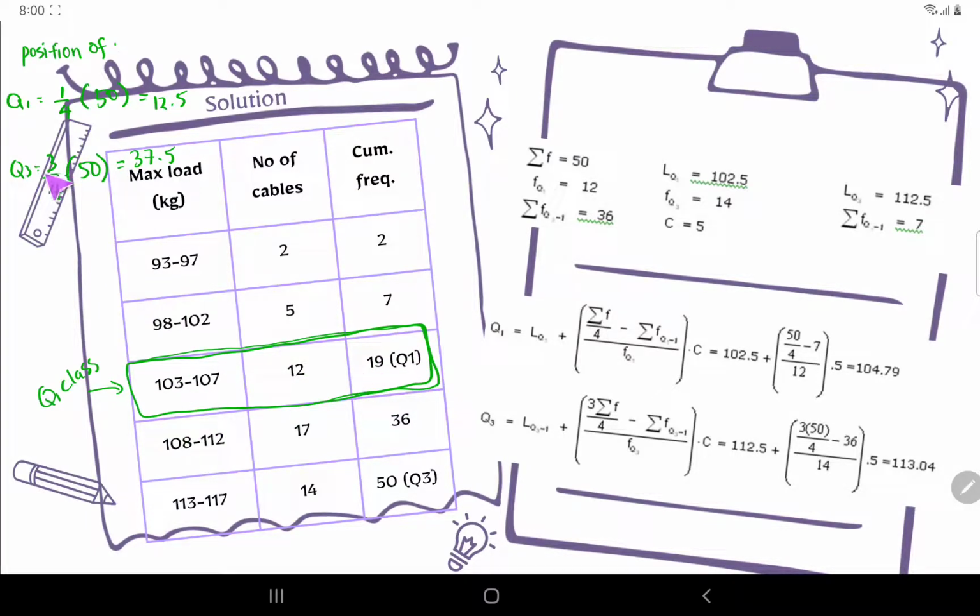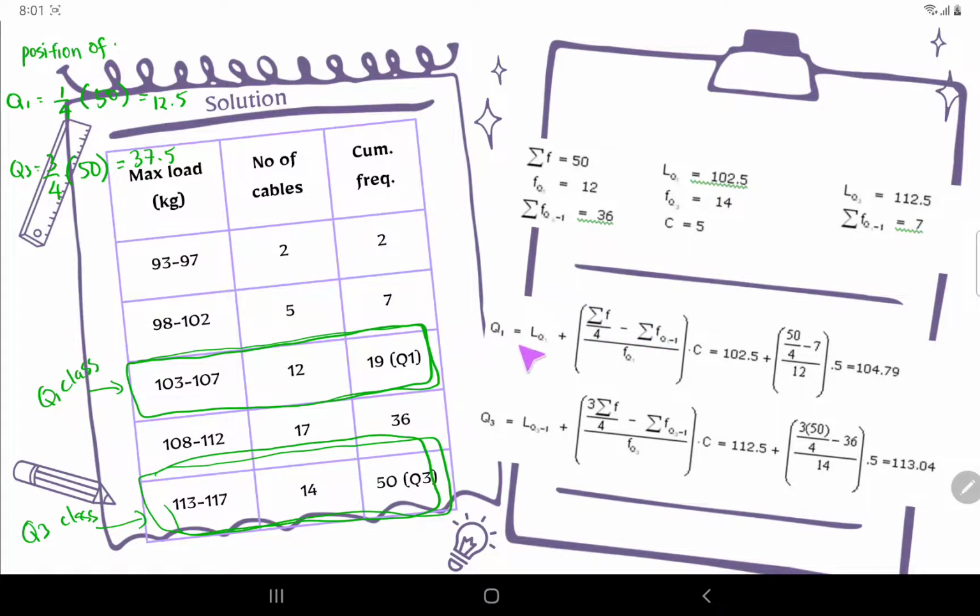Meanwhile, the Q3 class is here. Because here it is only 3 to 36, and here it is 37 to 50. So 37.5 is located here. So this is the Q3 class. When you know where the Q1 class and Q3 class are, you can put them into the formula.